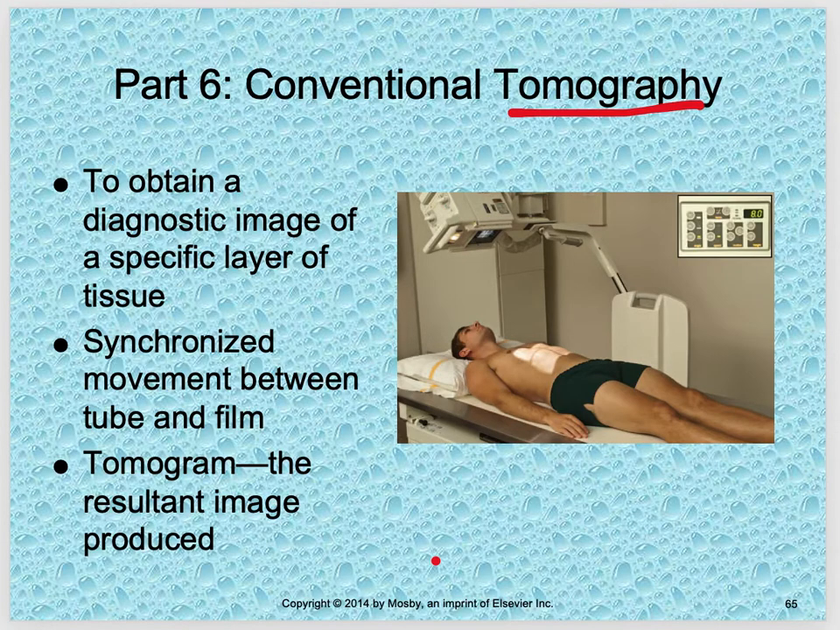So synchronized movement between the tube and the film. As the tube moves this way, your film is moving this way to collect the data and make that image of the slice within the body. So the tomogram, the resulting image that's produced. So tomogram is the result of the image that's produced.